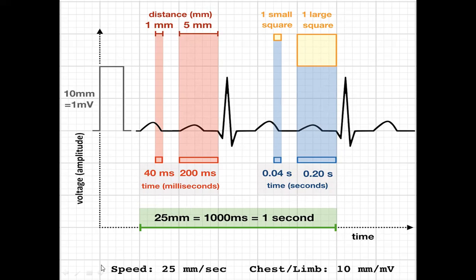Okay, and the standard speed of ECG is 25 millimeters per second. And the voltage should be 1 millivolt equivalent to 10 millimeters, that is 2 large squares. So before counting heart rate in any ECG, we should see whether the ECG is standard, or if the speed is normal or not, or the voltage is set or not. So this too has to be seen prior to calculating heart rate in any ECG.